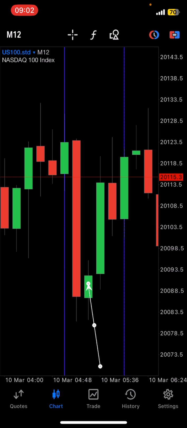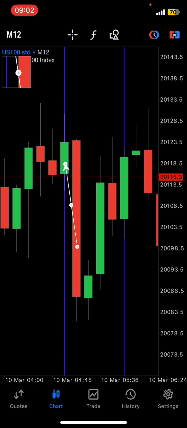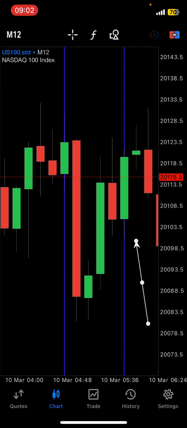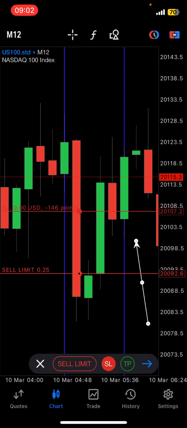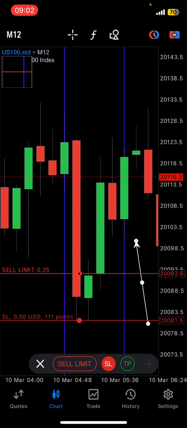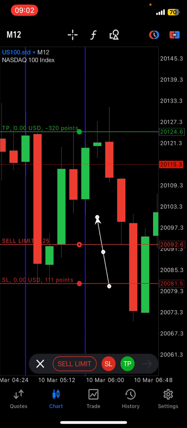We enter when we see our first up closed candle. So this candle was an up closed candle. If we bought here, we would have gotten stopped out by this candle, and then we got another buy here. So that means we're going to buy here and put our stop loss right there, and there is your winning trade. 100 points for 320 points.